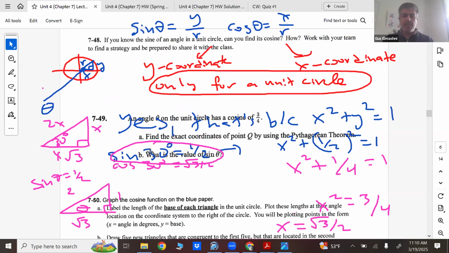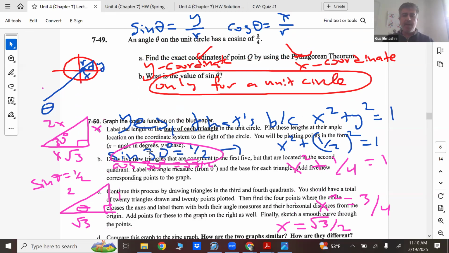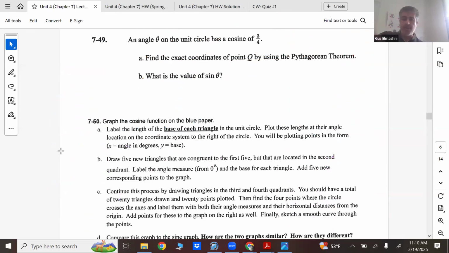All right. So let me have you guys figure out the next one. Do this with your partner or whoever you're sitting next to. So let's say the cosine of theta is 3/4. Find the exact coordinates of point Q. So what are you going to do?